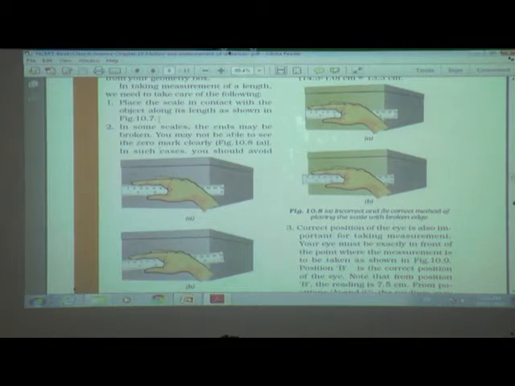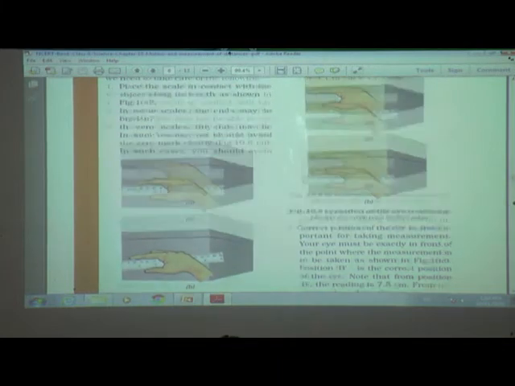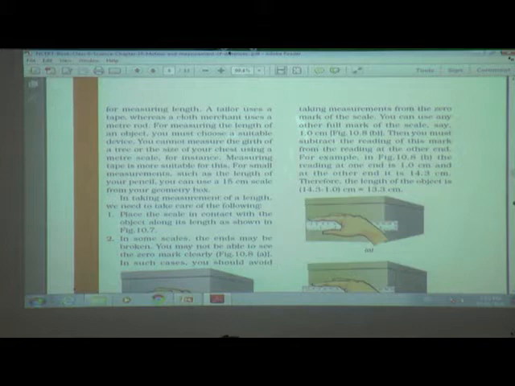And in some scales, the ends may be broken. Maybe your scales have been broken, so you may not be able to see the zero mark clearly. See here in figure 10.8. In such cases you should avoid taking measurements from the zero mark of the scale. You can use any other full mark of the scale, such as 1.0 centimeter. Then you must subtract the reading of the mark from the reading at the other end.